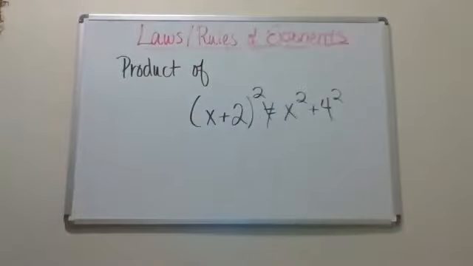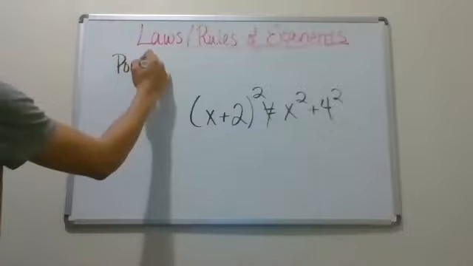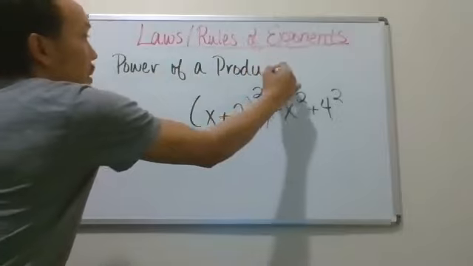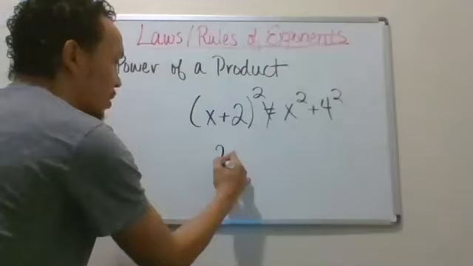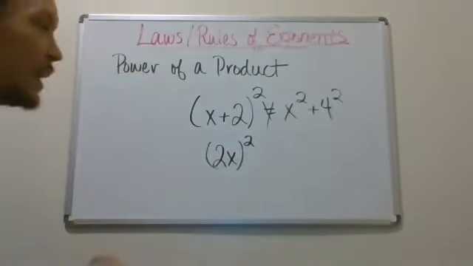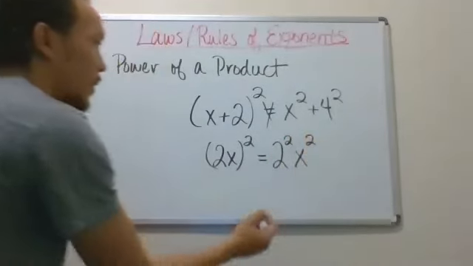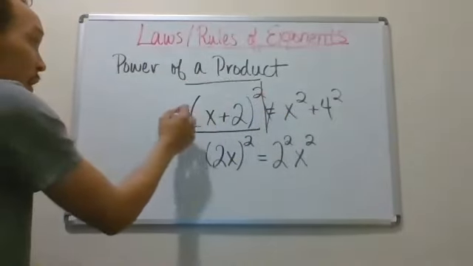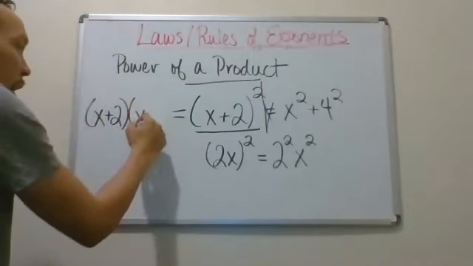I'm sorry, when we have the power, sorry, wrong name, power of a product. So an example of this would be 2x squared. Now we can say this is equal to 2 squared x squared. When we have x plus 2 squared, this is the same thing as saying x plus 2 times x plus 2.